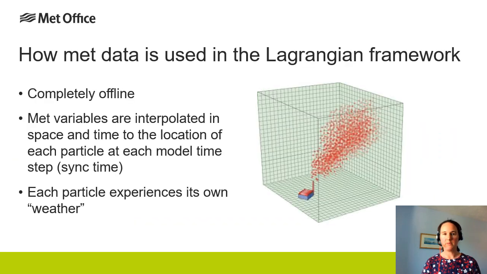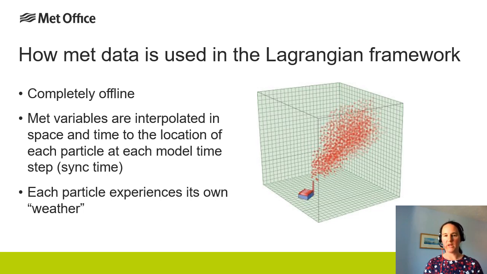So, how does NAME use metadata? Well, as a Lagrangian model, the metadata for NAME is completely offline, so there is no feedback from NAME to the metadata. The metadata variables are stored as gridded data and then interpolated to the space and time location of each particle at each model time step. So each particle can in fact experience its own weather.